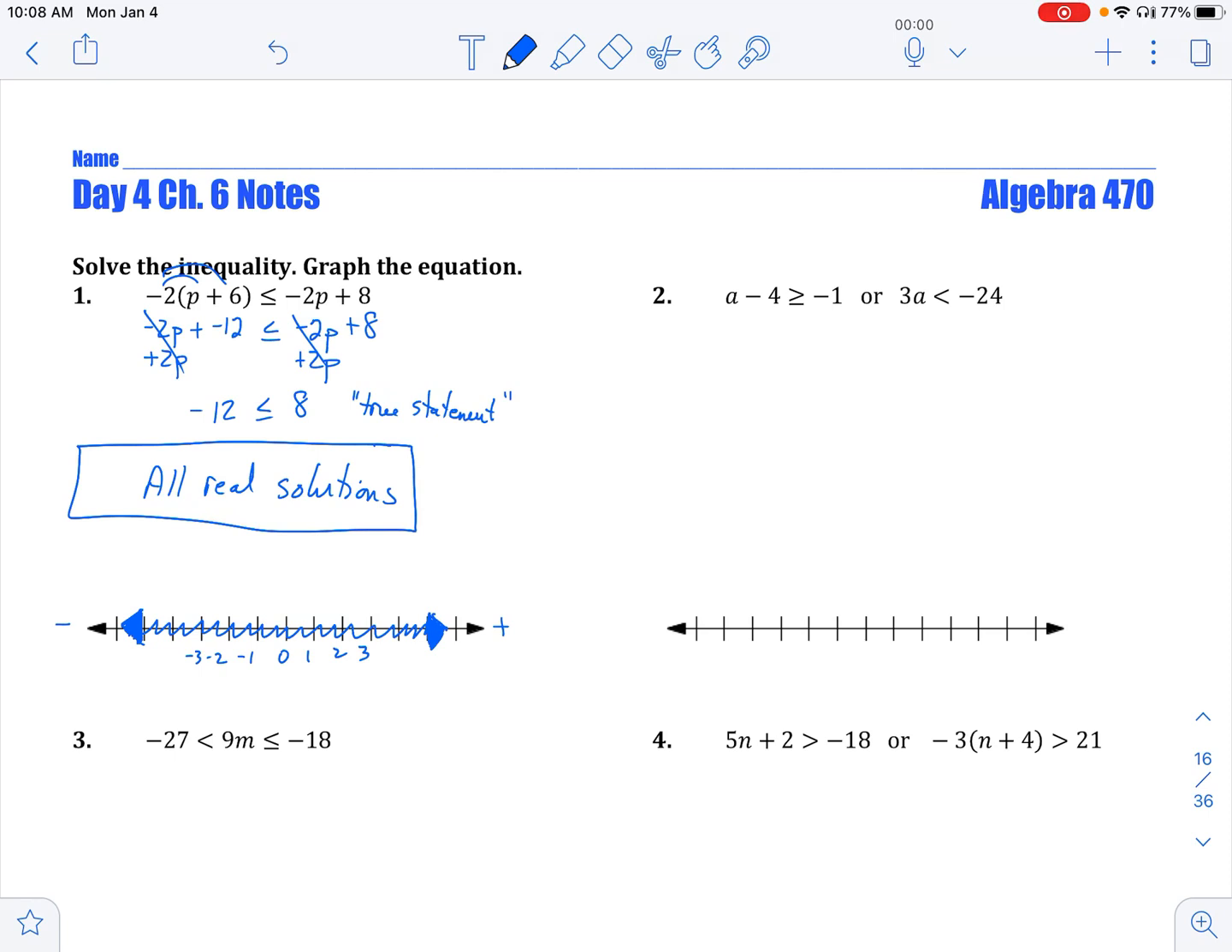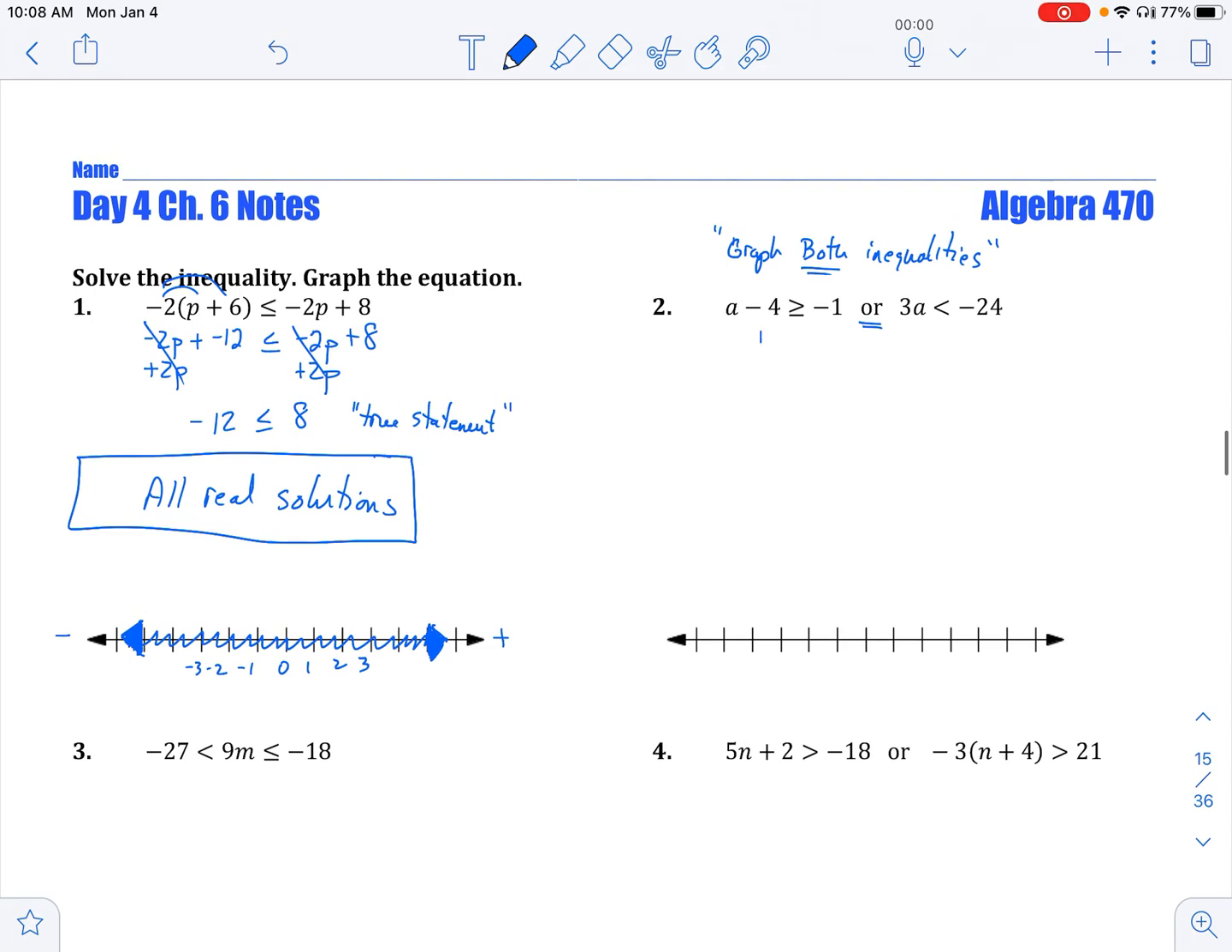Problem number 2 is a compound inequality. Here I'm going to remind us to graph both inequalities. This is an OR statement, so we need to graph both inequalities. I'm going to solve the one on the left first. So I'm going to add 5 to both sides. I'm going to get a is greater than or equal to 4.